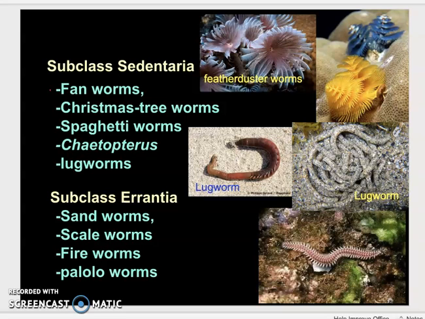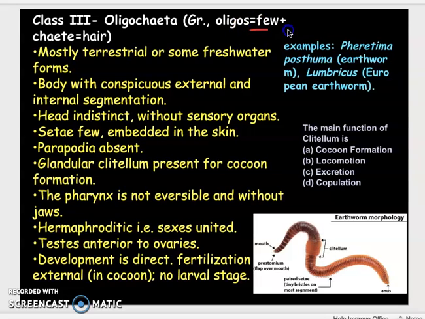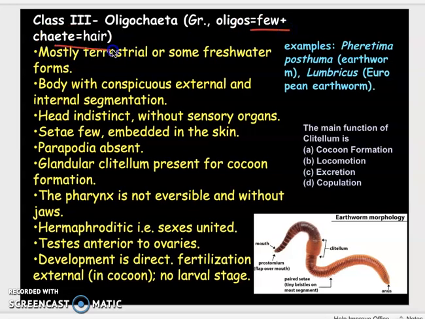Next we can pass on to the third class, that is Oligochaeta. It is derived from a Greek word: oligo means few and chaete means hair. They are mostly terrestrial and some are freshwater forms.